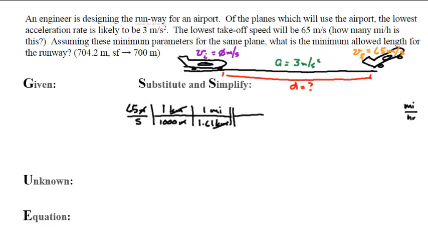So I'm going to put up another set of conversion factors that allows me to go from seconds into minutes. There are 60 seconds in 1 minute. And then that allows me to cancel seconds with seconds, leaving me in minutes. And then there are 60 minutes in 1 hour.